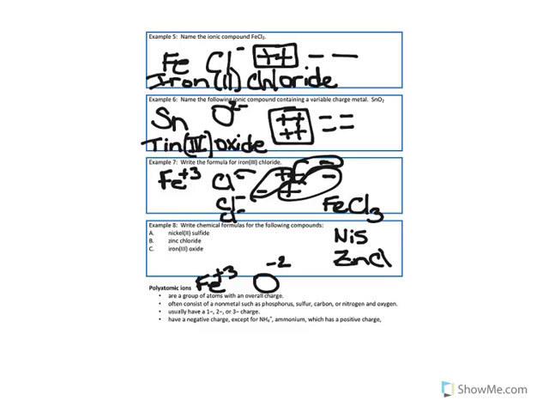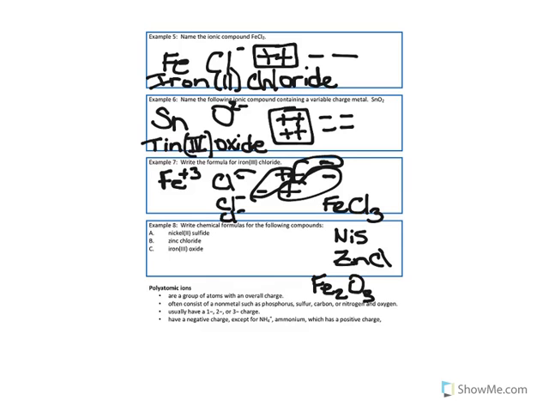A +3 and a -2, the least common multiple for this would be 6. So if we multiplied our +3 by 2, you would get +6. And if you multiplied your -2 by 3, you would get -6. So the formula for this would be Fe2O3.